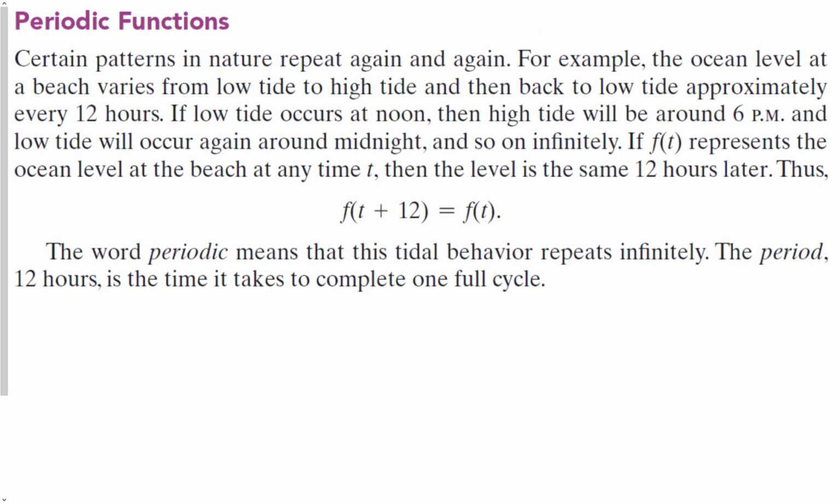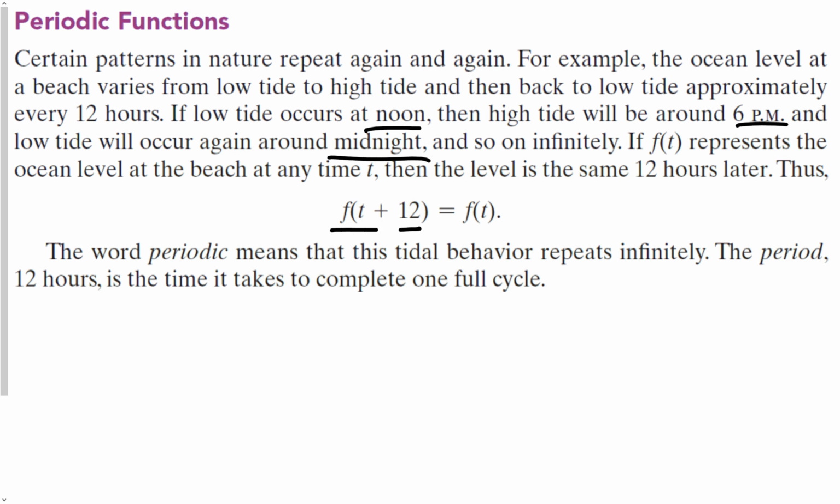All right, so periodic functions. Certain patterns in nature repeat again and again. For example, ocean level, tides, goes up, goes back down, goes back up, goes back down. Happens about every 12 hours. So if low tide occurs at noon, high tide will be 6, and then low tide again at midnight. So the entire cycle, to go back to where you started, takes about 12 hours.